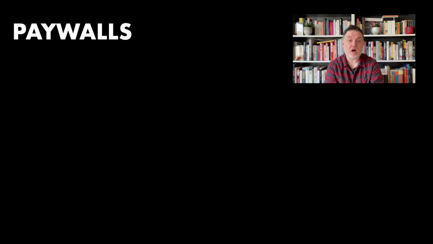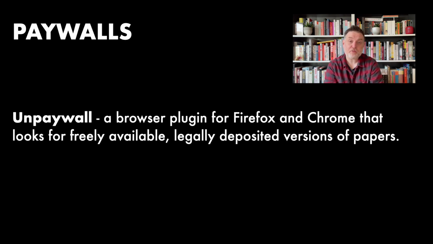For example, Unpaywall. Unpaywall is a browser plugin that will look for freely available versions of papers. Just install the plugin and you'll see a padlock icon on the right-hand side whenever you're on a journal article. If it's green, it means it's legally freely available to you. If it's grey, it means it's not. By clicking on the padlock icon, it will take you to the freely available version of the paper.